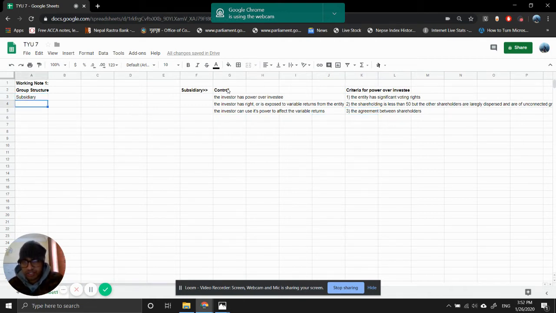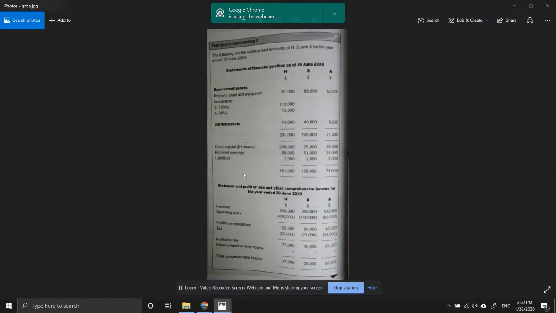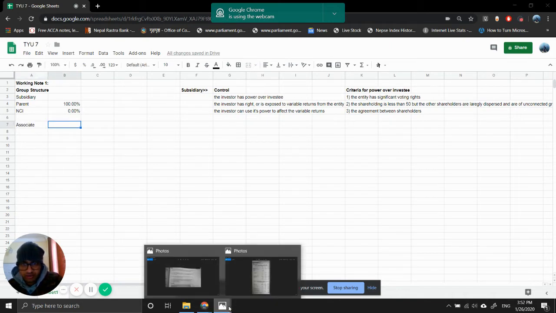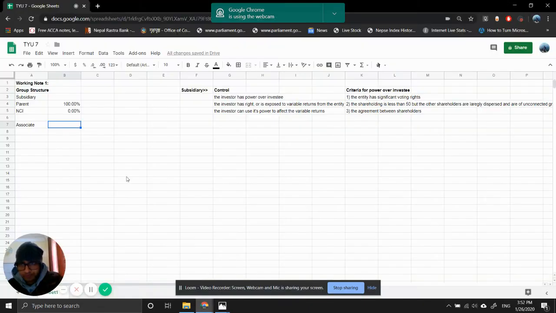So subsidiary and then parent. It is called a subsidiary when they have control. How much is their holding percentage? Does it say anything? 100%, right? In case of subsidiary, 100%. And the associate, how much is it? 30 or 40? 30%. Okay, so 30.